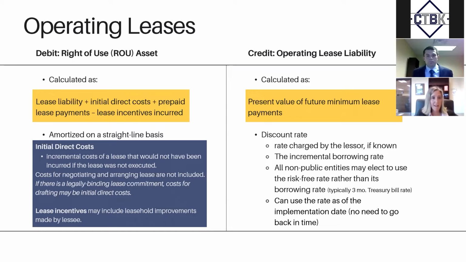So a common area for a lease incentive may be if, as part of the lease, the lessee is required to make some leasehold improvements. That may be classified as a lease incentive, and you'll reduce that right of use asset.